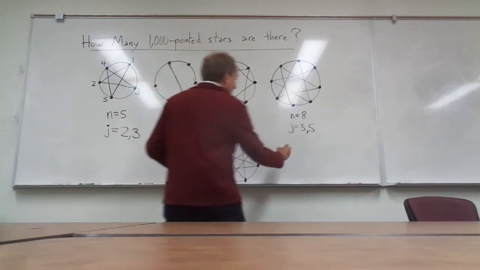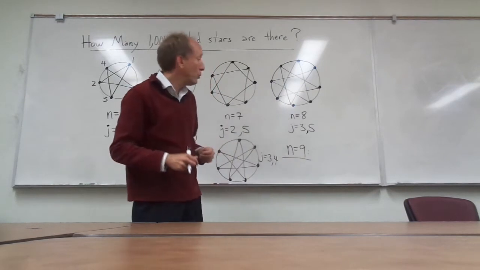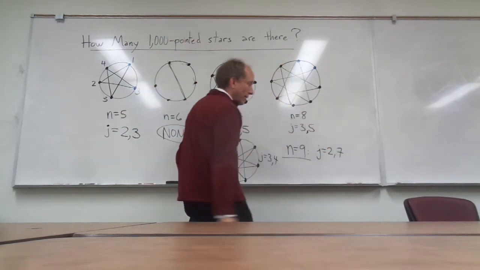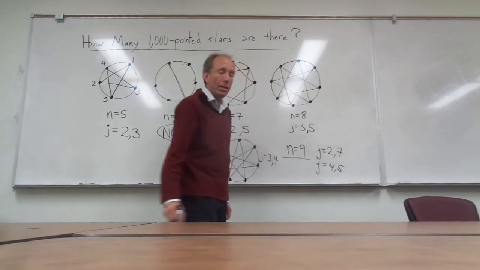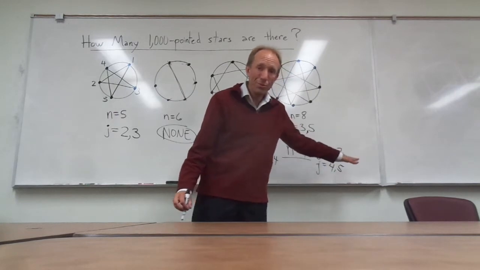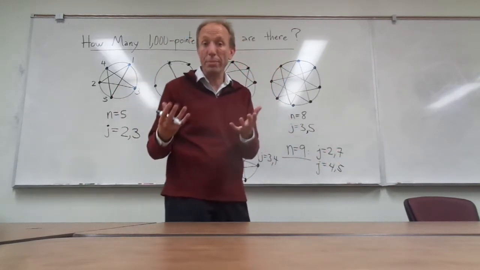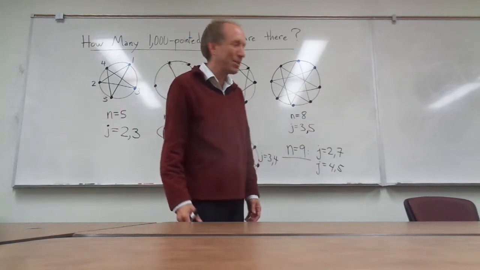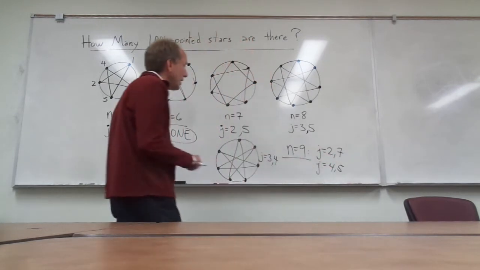So, for example, if n was equal to 9, we could have a star with j equal to 2 or 7, and we could have another star with j equal to 4 or 5. But 3 and 6 wouldn't work. 3 and 6 have common factors with 9, so you would create premature stars that way. And of course, 1 and 8 we have to throw out because that would just give us, again, an n-gon, a 9-gon, I guess, in this case.